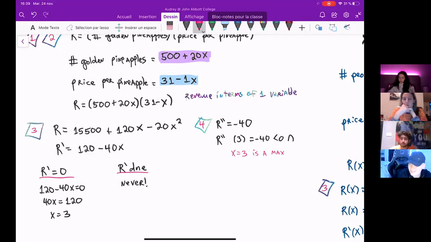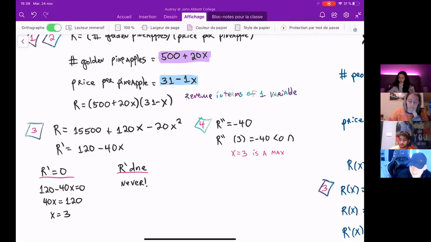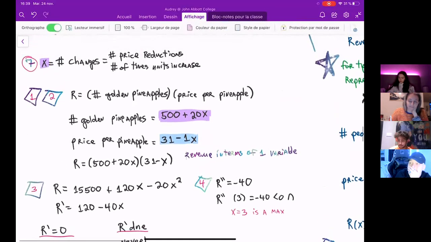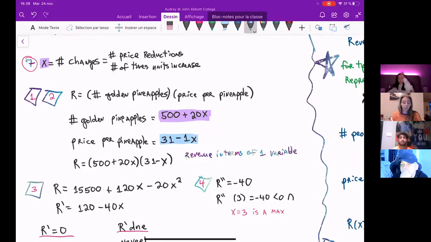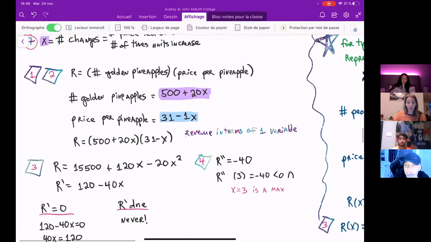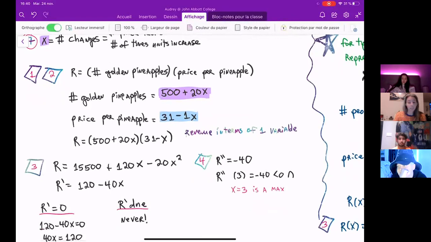Wait, hold up. Could you go up? Is that enough up? Yeah, number of changes. Got it. It was my number of changes, my number of price reductions, my number of units, the number of times the units increase. So that 3 is not saying, oh, they should sell 3 pineapples. That's not what that x means, right?